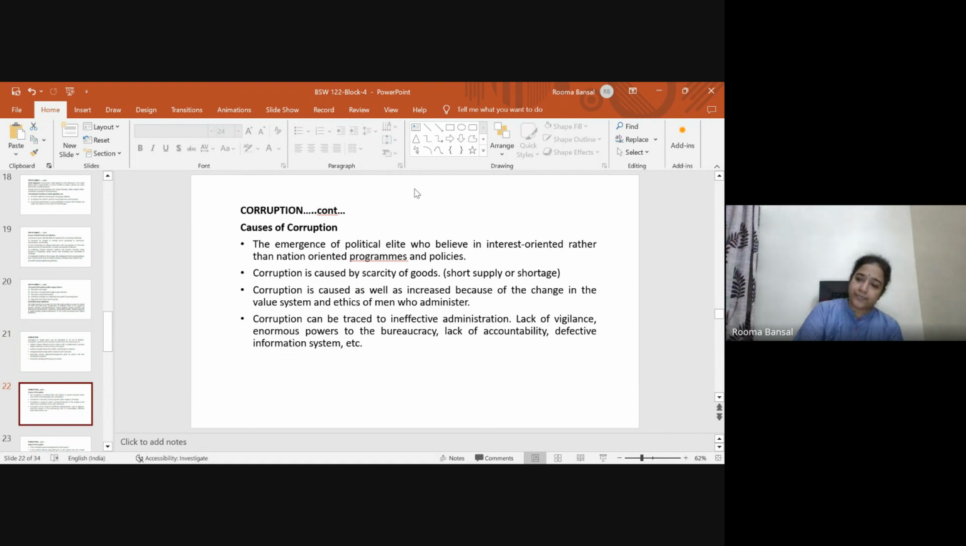Causes of corruption. What are the causes of corruption? The emergence of a political elite who believe in interest-oriented rather than nation-oriented programs and policies. It means political people are achieving their own interests or their own targets. They are not thinking about nation-oriented programs and policies. They are thinking about themselves and their parties only. It could be a cause of corruption.